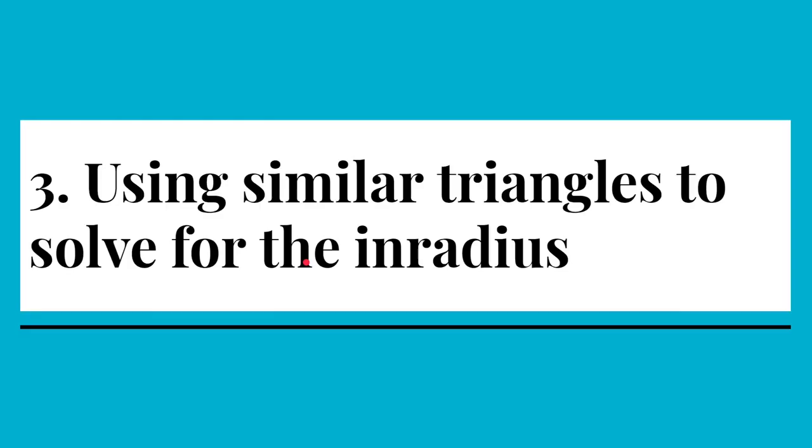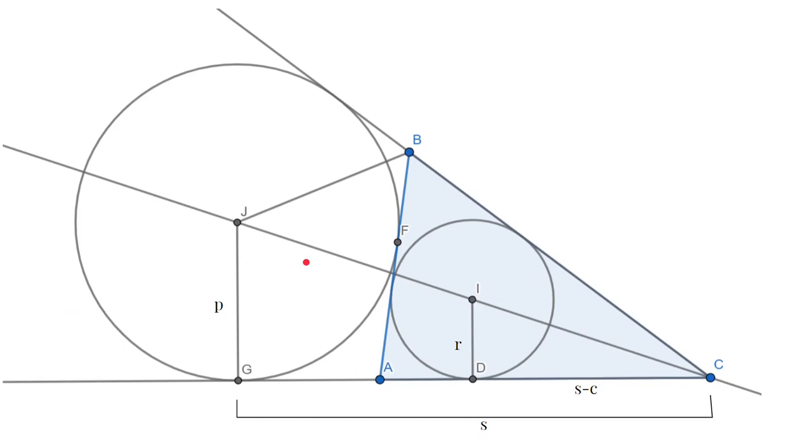Part 3, using similar triangles to solve for the inradius. Now, there are two pairs of similar triangles. The first is the red triangle and the green triangle, because they both have 90 degrees on the bottom, and they both have this angle.